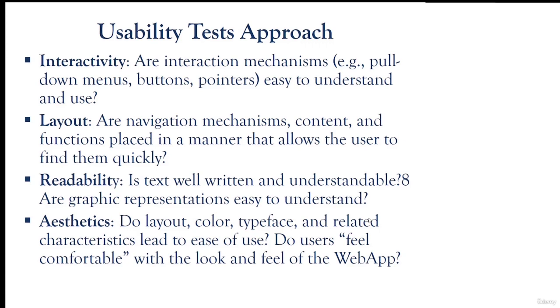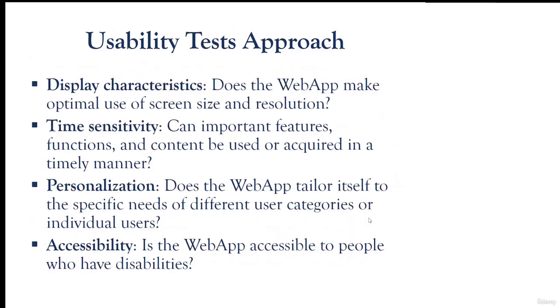And then the aesthetic part is all about the layout, the color, the typeface, and related characteristics: do they lead to ease of use or not, and do users feel comfortable with the look and feel of the website? If yes, then you can say, wonderful, the usability of this site is as per the customer expectation. If not, then you need to raise a lot of bugs. So these are the things you need to ensure about the display characteristics.